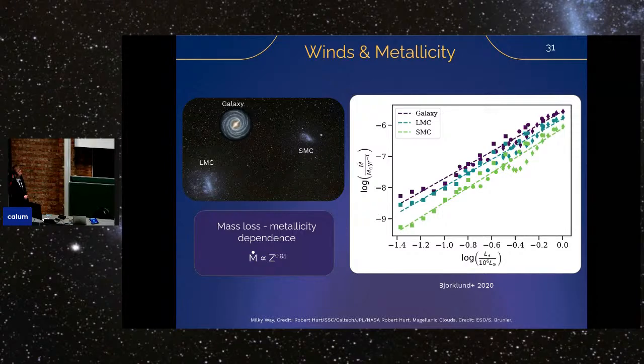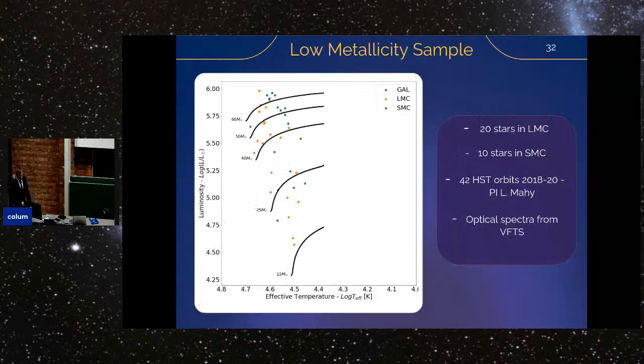And you can see here predictions again from Bjorklund for the Galaxy, LMC, and SMC. And on average, it's going down. And so we want to extend our work to look at a sample of stars in these environments and to get new mass loss rates and the clumping parameters as well.